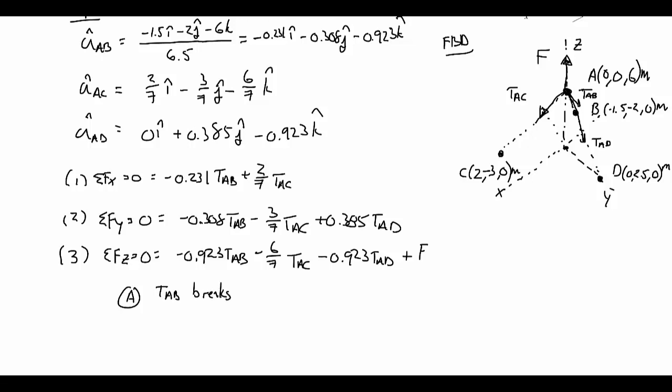So situation A, I'll say that TAB is the one that breaks first. And then I'm going to apply that and then test it. So I'm going to add a fourth equation. If TAB breaks first, or is just on the verge of breaking really, I'm going to set it equal to its maximum value, that 450 newtons.